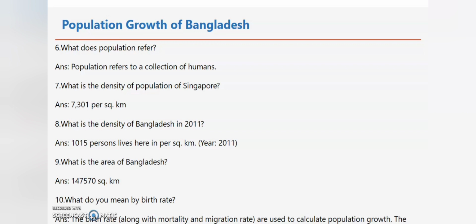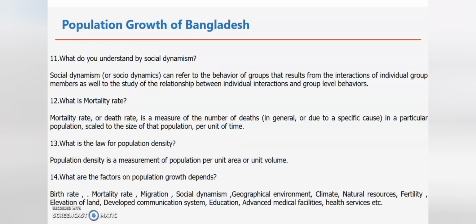Now, what do you mean by birth rate? The birth rate is used to calculate the population growth. That means it is used along with the mortality and migration rate. And the crude birth rate is the number of live births per year per 1,000 mid-year population. Coming up to my next question.